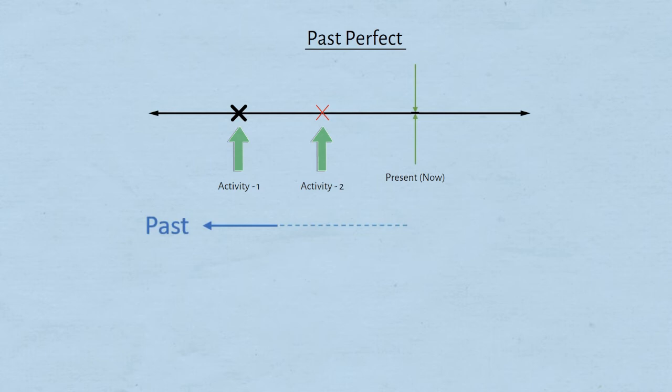Also, it doesn't matter which activity is mentioned first, but it should be clear which event took place first with respect to another event in the past. Or in simple words, we can say we use this tense to talk about two events in the past, and we want to show which event happened first in the past.